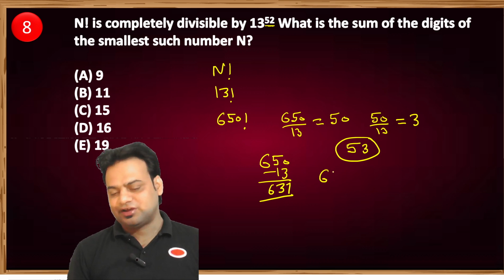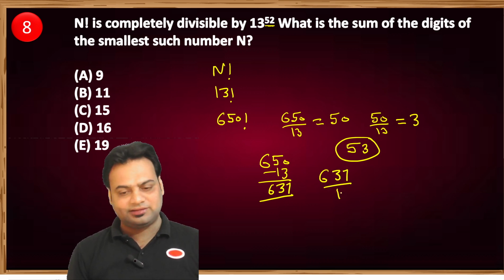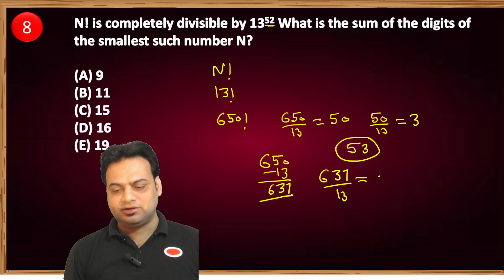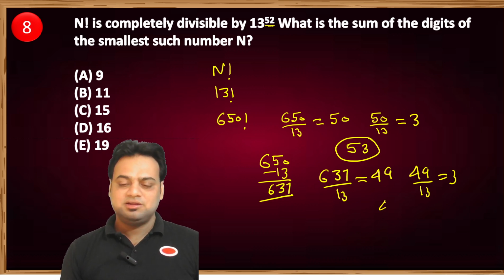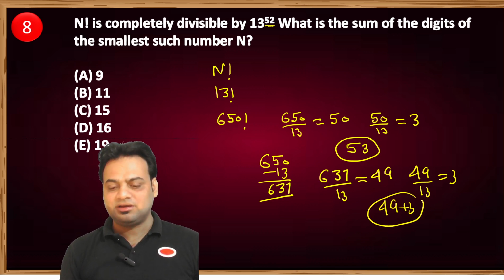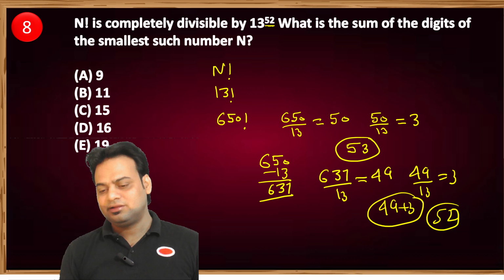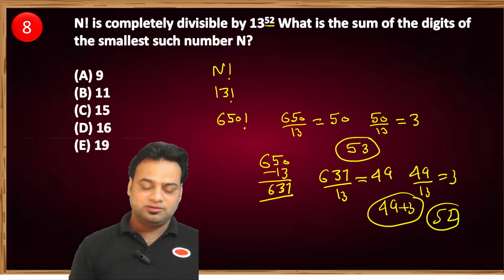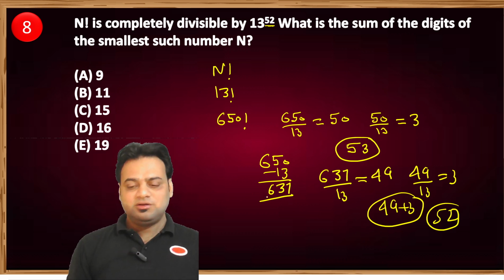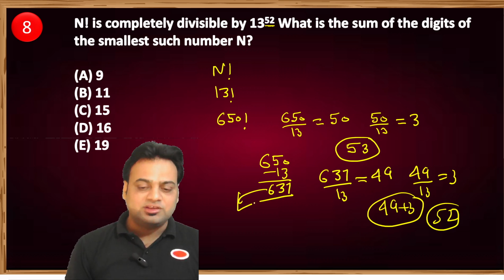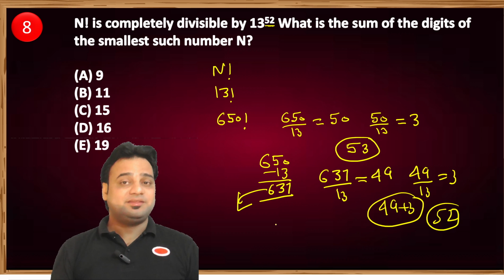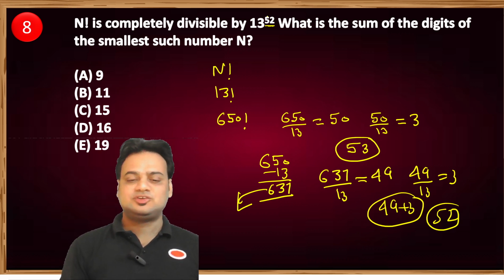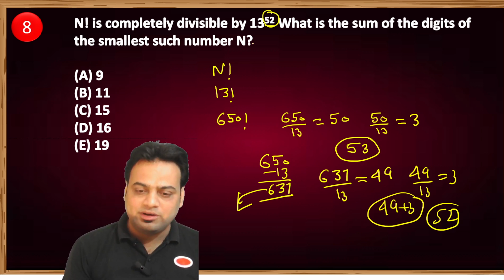Let's check it. If you divide 637 by 13, you get 49, since 13 times 49 is 637. Further divided by 13 gives 3, since 13 times 3 is 39. So 49 plus 3 is 52. So here you receive 13 to the power 52. That means it is 637. If you write factorial 637, it has 13 to the power 52.